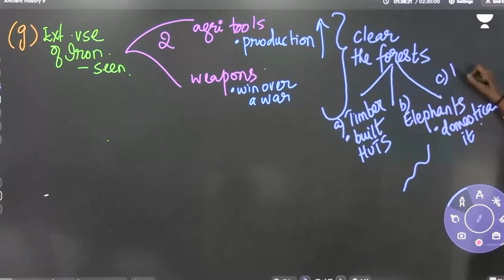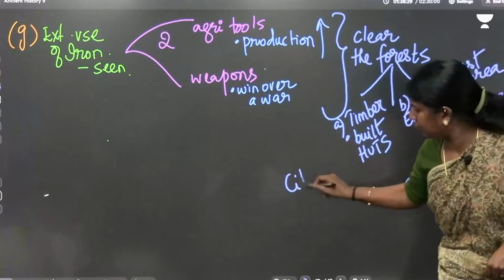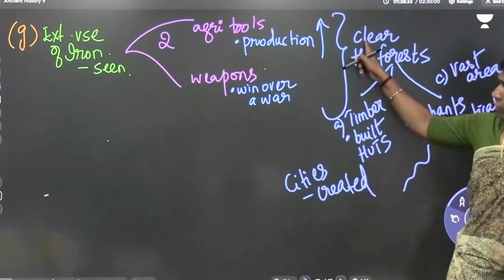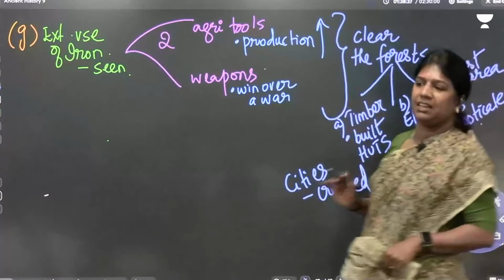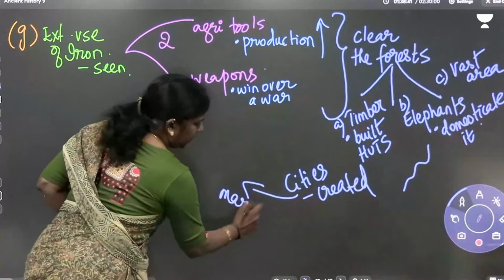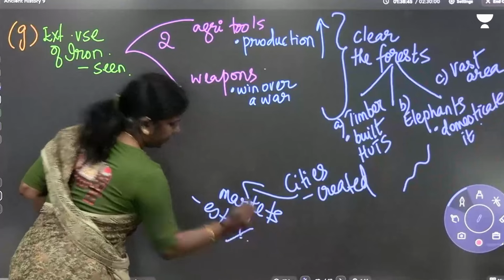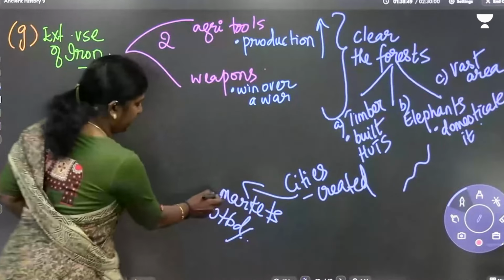Then the third one, you get a vast area. After cutting trees, you get a vast area. So after getting this vast area, what did the Aryans do? They started to construct cities. Cities were created. So you clear the forest, you get city. So Aryans are constructing cities now. When you construct cities, what will cities give you? Cities gave them markets. They started building markets. So these markets were great trade centers.